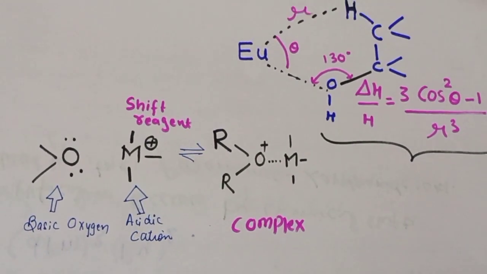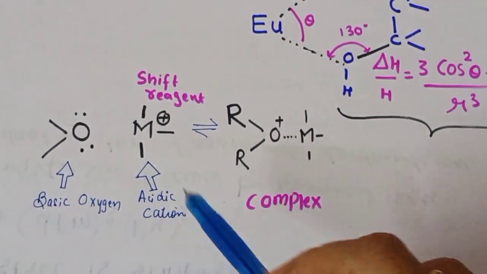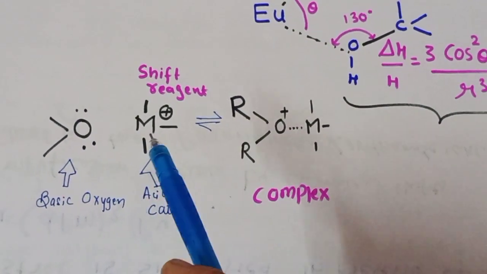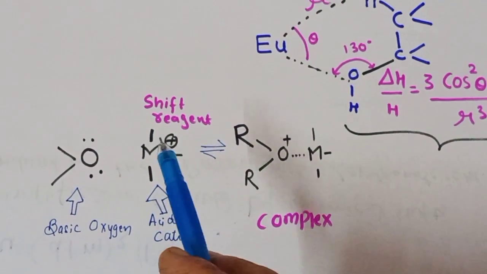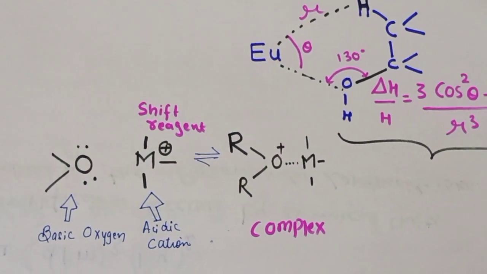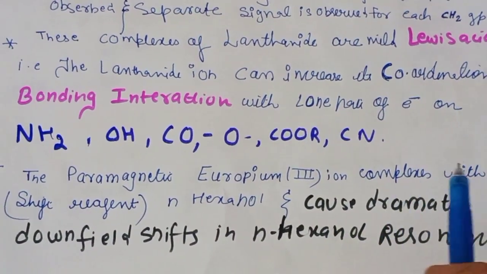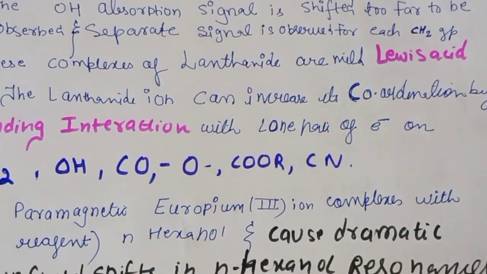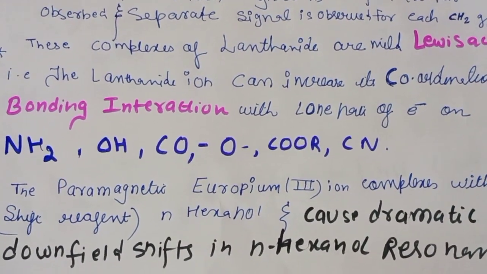Because of the bonding, they can easily form complexes as I have shown in this diagram. You can see, suppose this is our shift reagent, this is our europium metal, it is acidic in nature, means it is acting as a Lewis acid, and any organic ligand, when it comes close or reacts, will form a complex. And why? Because this metal has the tendency to take the lone pair of electrons and form the complex. Because of this paramagnetic europium ion, the complex with n-hexanol causes dramatic downfield shifts in the n-hexanol resonances. Because of the paramagnetic nature of the europium ion, they will cause a dramatic change.